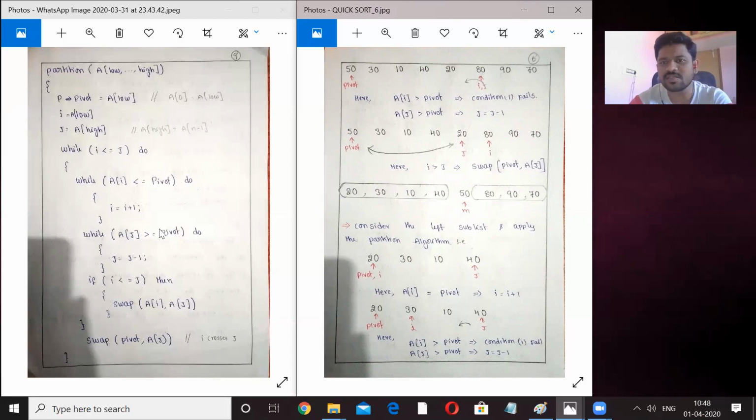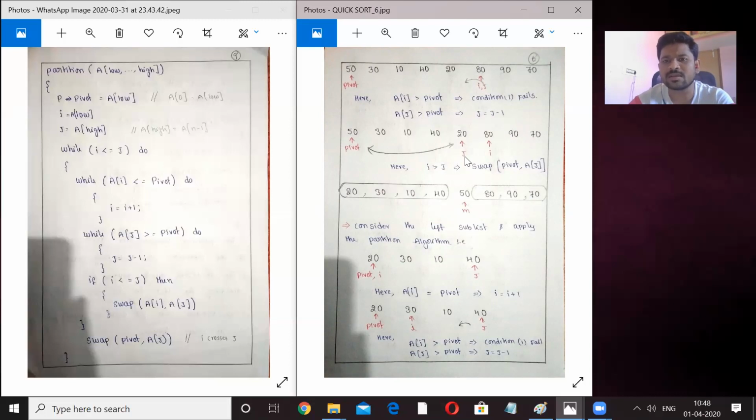Here I need to check in terms of j. So the j value is at 80, A of j is 80 and the pivot element is 50. A of j is greater than the pivot, so the condition is true. So j is equal to j minus 1, and j will be decremented. Now A of j is 20. So j will come here.